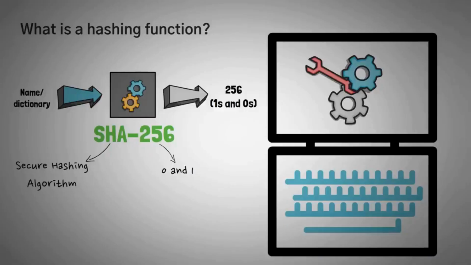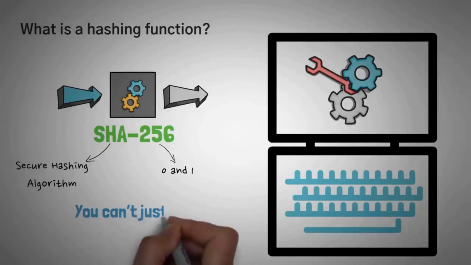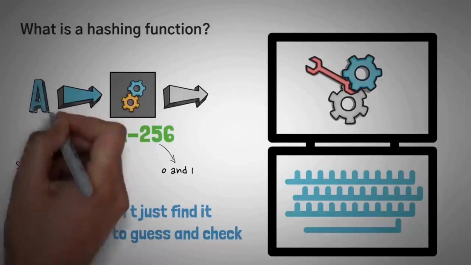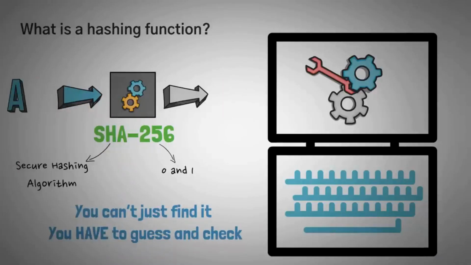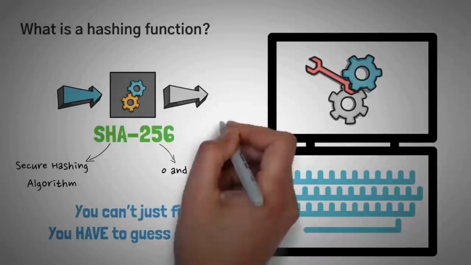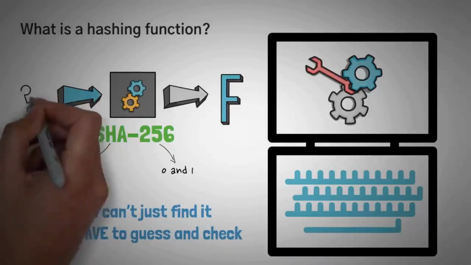It is a complicated process and could be a video on its own, but essentially, with hashing functions, you need to know three main things. Number one, you can't find the input of a hash, you have to guess and check. So if you give it A, it will give you D. Then if you give it AA, it'll give you J. And then if you give it AAA, it'll give you U. Imagine if you wanted to find out what gave you an F. You'd have to just keep adding more A's until you found it.